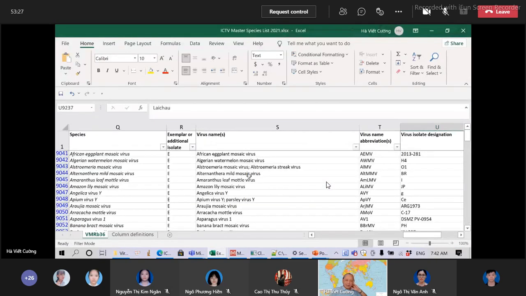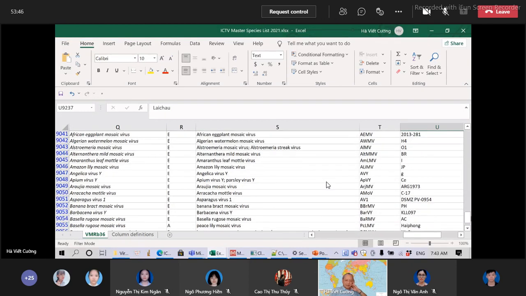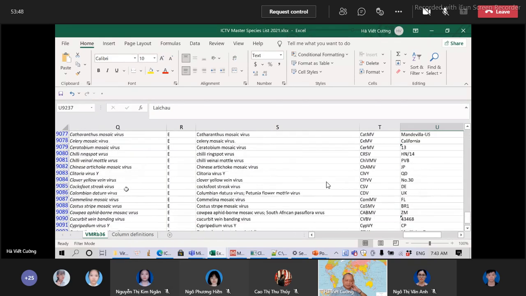You can download a zip file from the ICTV. The name of the file is ICTV master species list. So it's new, and here of course you can see how many species are recognized.